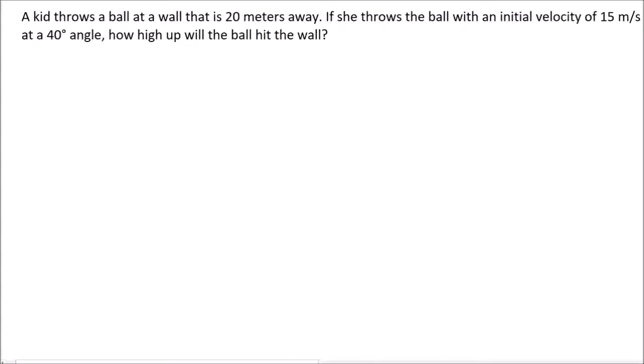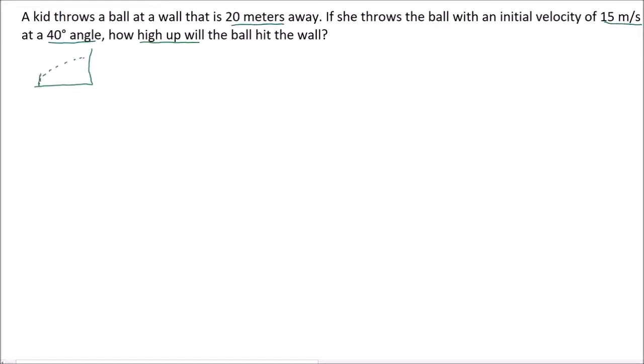So in this example, we got a kid that throws a ball that is 20 meters away. She throws the ball with an initial velocity of 15 meters per second at a 40 degree angle. And we want to know how high up will the ball hit. So basically we have a situation here where we've got a wall and we've got a kid just throwing a ball up at an angle.